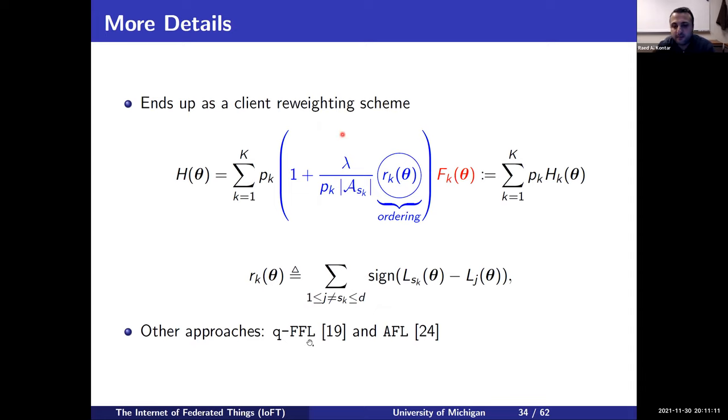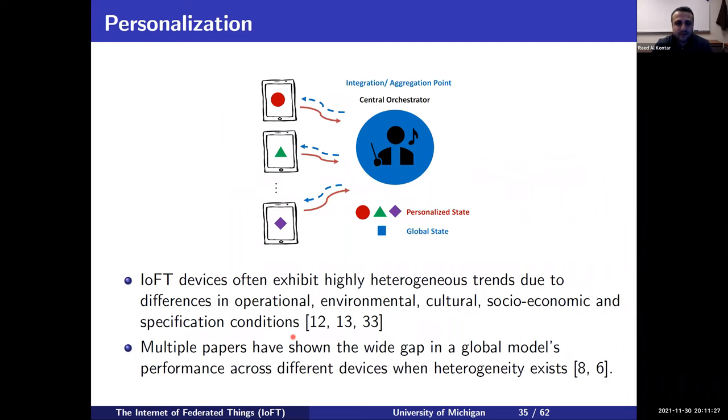Okay, some other approaches that are well known in this area are QFFL and AFL. QFFL, for example, raises the local risk, the individual risk of each client, to some power Q, and this Q is determined based on how well the client is performing. Okay, so here I want to move on. What I have been talking about is global modeling.